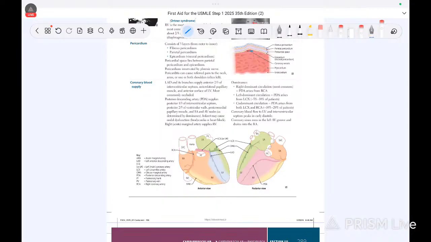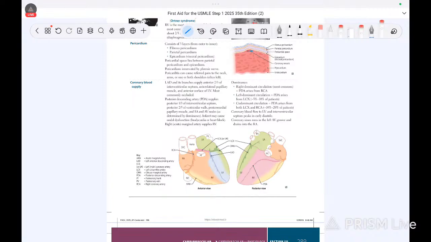The left anterior descending artery supplies 2/3 of the interventricular septum. It's important. 2/3 of the interventricular septum, the anterolateral papillary muscle, and the anterior surface of the left ventricle. This is the most commonly occluded one, the left anterior descending artery.